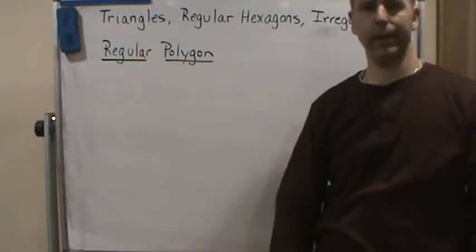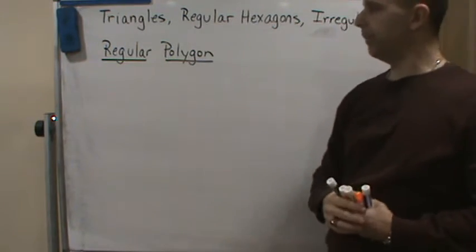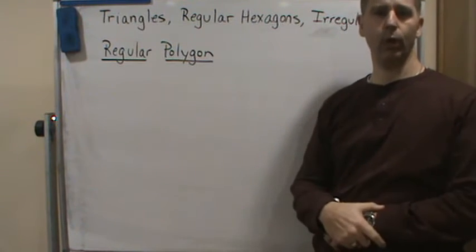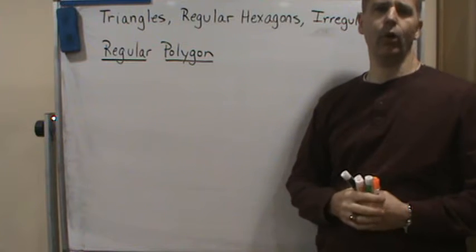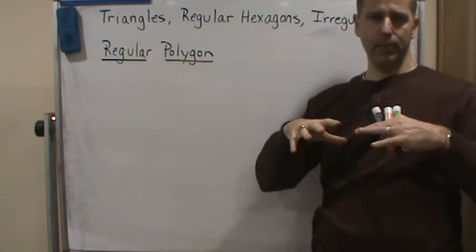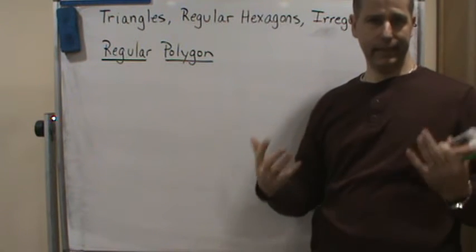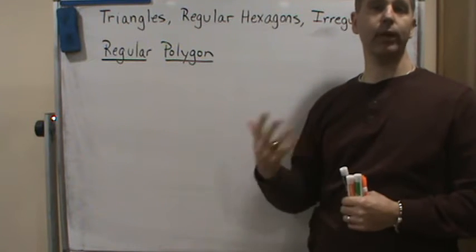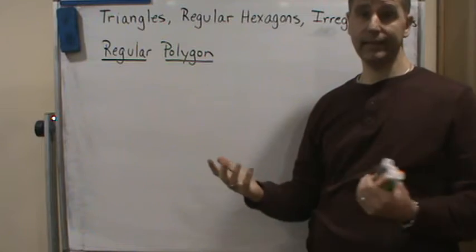Okay, so welcome back, and now we're going to get to regular hexagons, but let's start by talking about a regular polygon. So a polygon, we know, is just a closed figure in a plane, that we talked about, that has three or more sides. Okay, that's it.